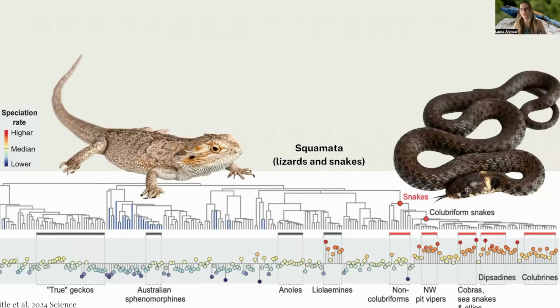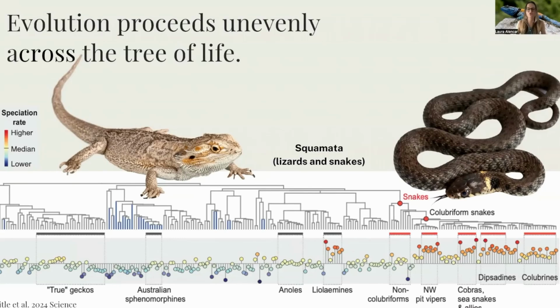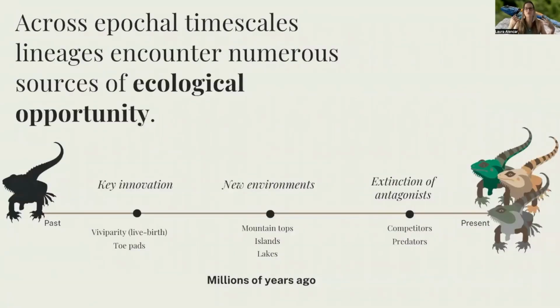In this case here, the different rates are associated with different colors in the different dots, where again, warmer colors, higher rates. So these two examples actually illustrate a prevalent pattern in biodiversity. Evolution proceeds unevenly across the tree of life. And one of the major sources generating this diversity disparity is the access to ecological opportunities that these lineages will face during their radiation.